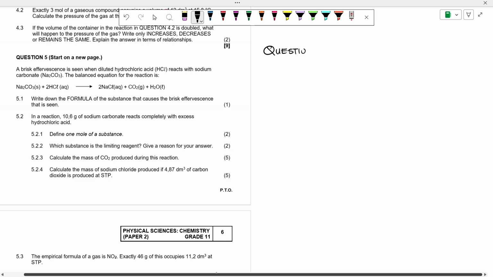Brisk effervescence is seen when diluted hydrochloric acid reacts with sodium carbonate. The balanced equation for the reaction is.